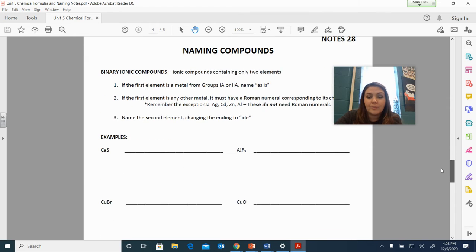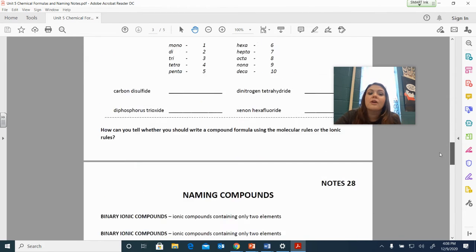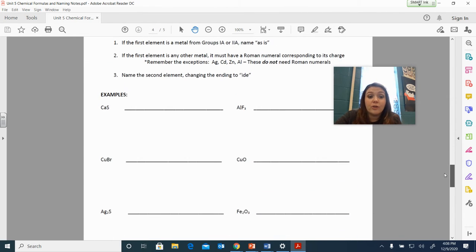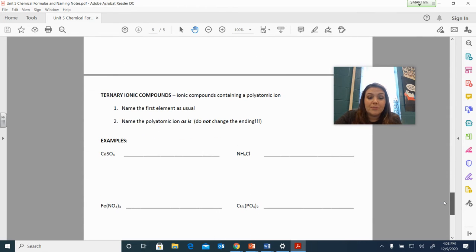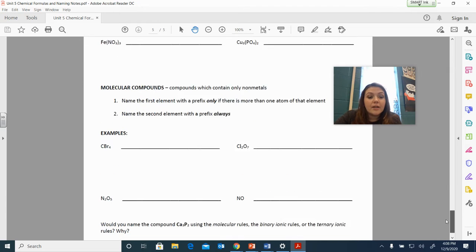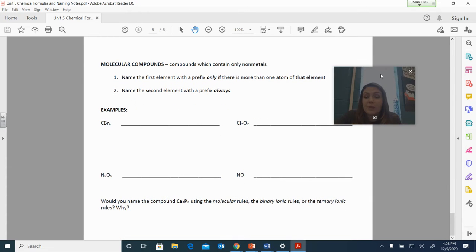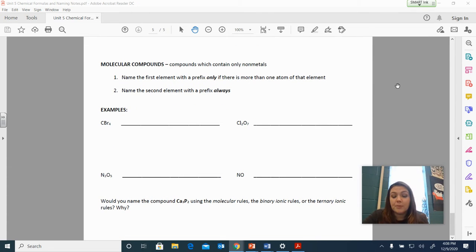So note 28 was naming the compounds. We did the formulas for the compounds. Now writing the names. We've already done regular ionic, so just one metal, one nonmetal. Then we did one metal and polyatomic ions. And now it's molecular compounds. So this is back to the non-metal compounds where they are named differently. Okay, so let's do this. Here we go.